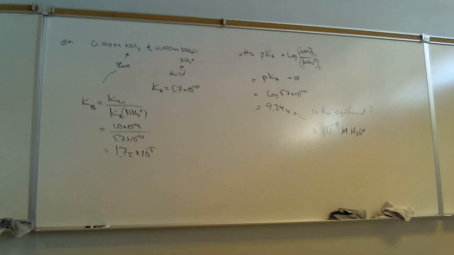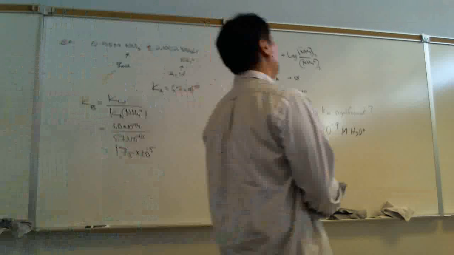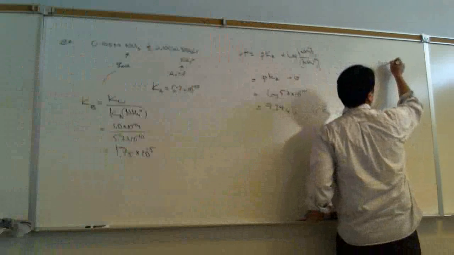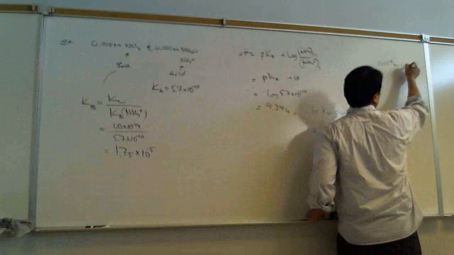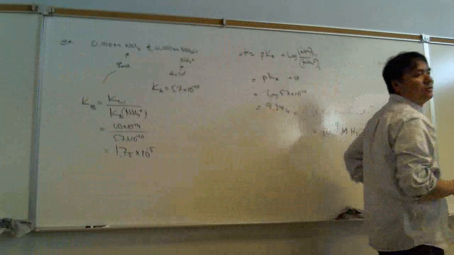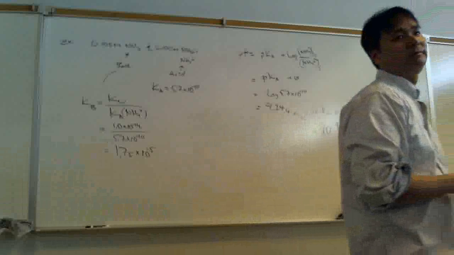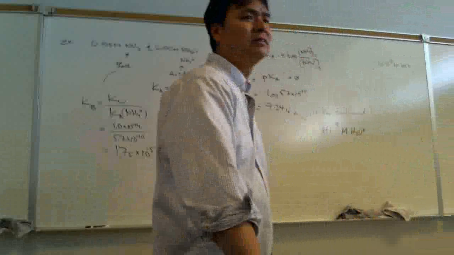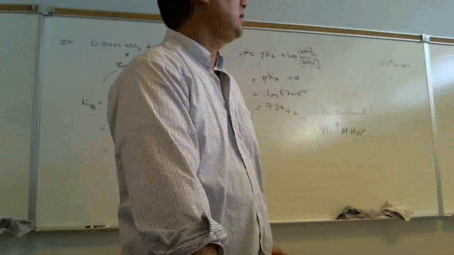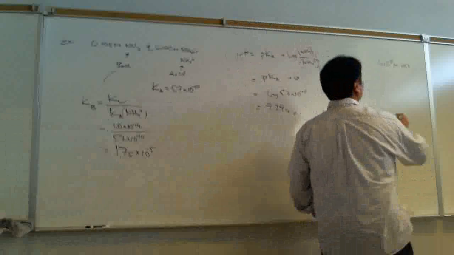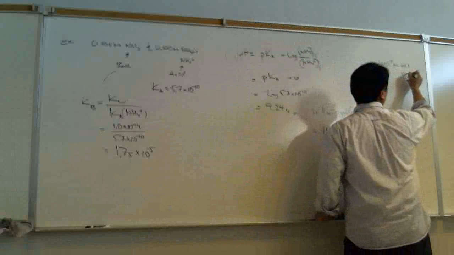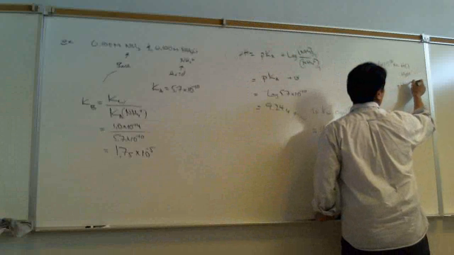10 to the minus 9 molar hydronium. Is the water going to be a significant contributor? Yes. Remember this? You guys remember the 1 times 10 to the minus 8 molar HCl? What was the pH of that? Like 6. Yeah, it's close to 7, right? Why wasn't the pH 8? Shouldn't this be 10 to the minus 8 molar hydronium, pretty much? So this should be pH 8.